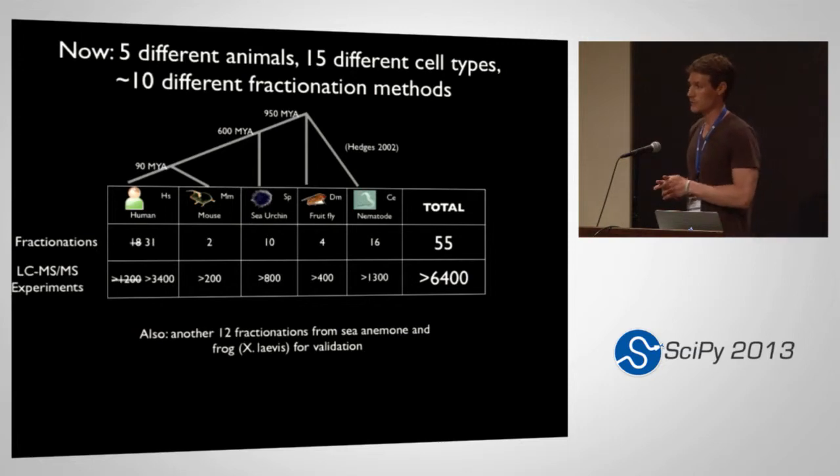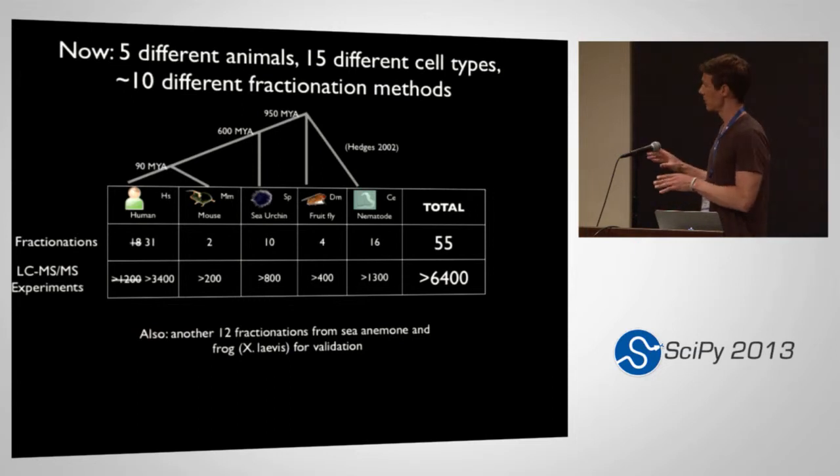And that does a couple things for us. One is we can integrate this data because of the conserved nature of a lot of these most basic mechanisms of biology. We can use the data from all the species to inform what are the actual complexes in any other species. So we integrate all the data together.